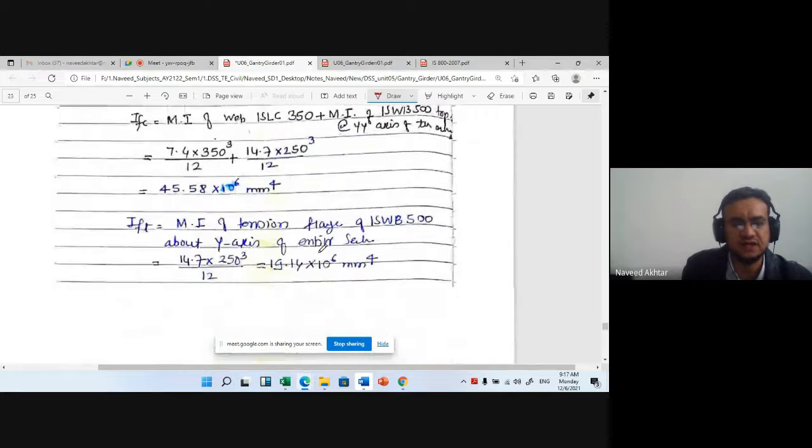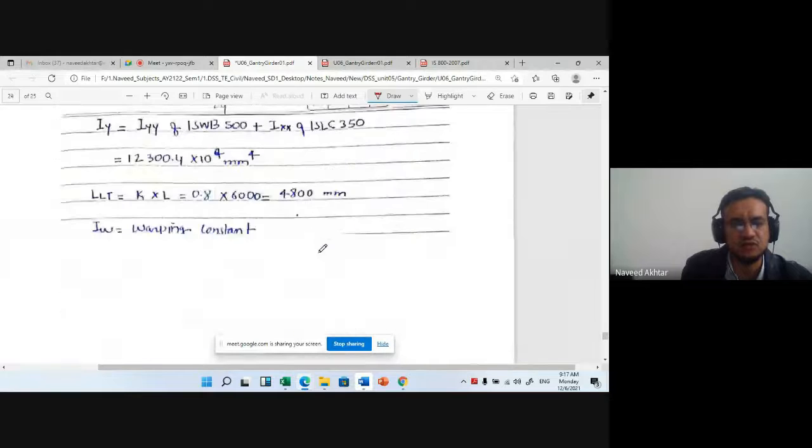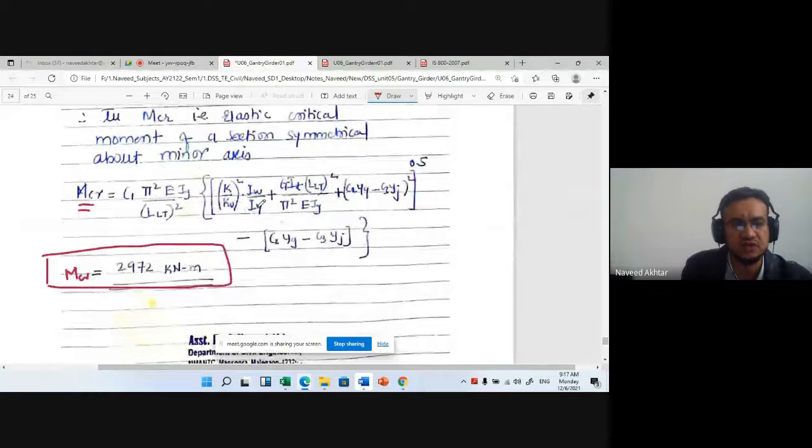Then the different terms in the MCR value. This MCR value you have to find out: C1 pi square EIY upon LLT square. LLT is the span. K upon KW, this factor we find from table number 42 of IS code, and then IW, IY, GIT. G is the modulus of rigidity, and E is the modulus of elasticity. All this value, and the shear center we have found, YG and YJ.